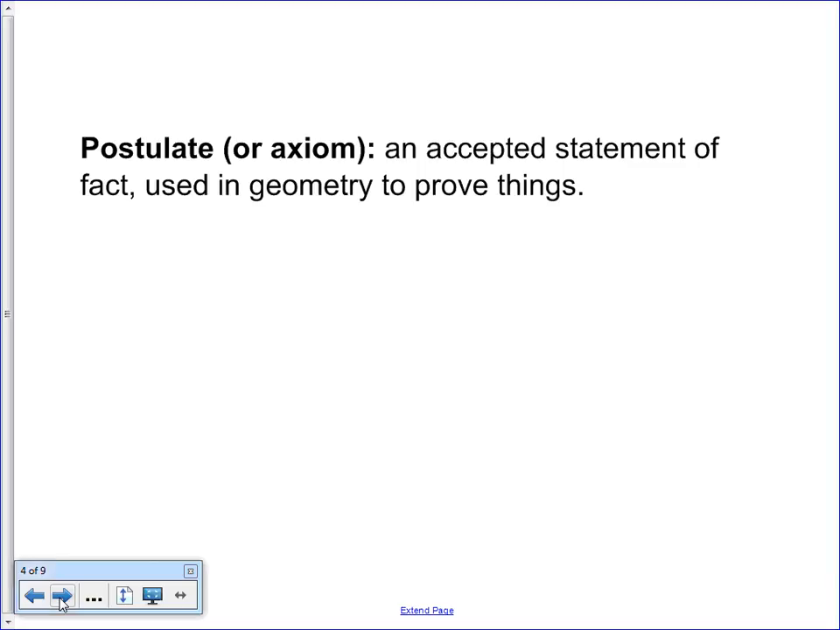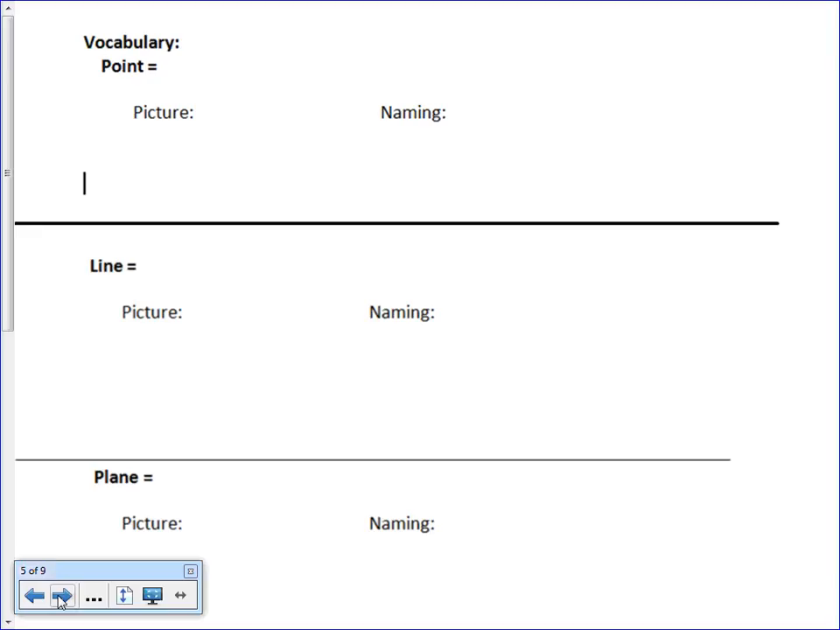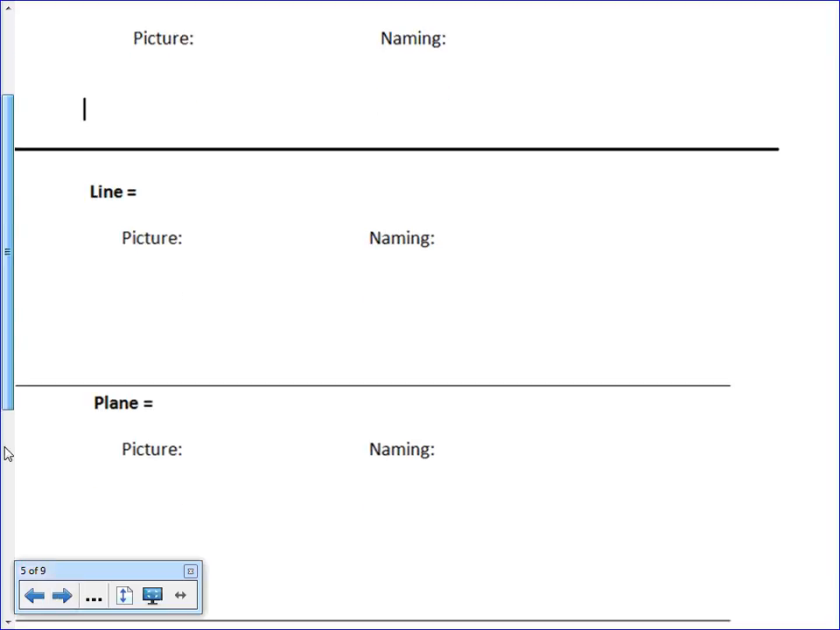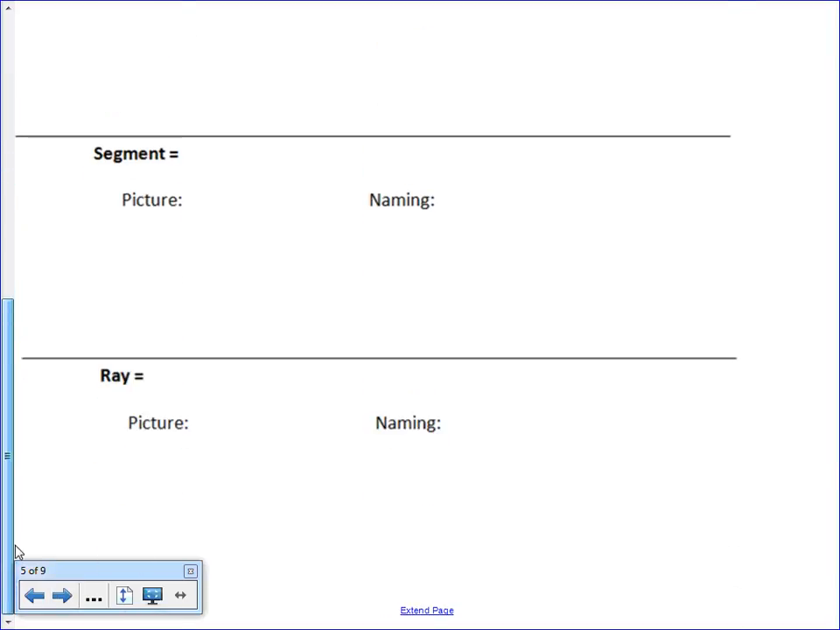So a postulate or an axiom is an accepted term of fact used in geometry to prove things. So it's just accepted as fact. We don't prove that it's fact. It doesn't have to be proven that it's fact. It's just accepted that it is true. If you want to look more into postulates, I suggest you do so. Look it up. All right, but we have a few terms that I'd like to talk about right away.